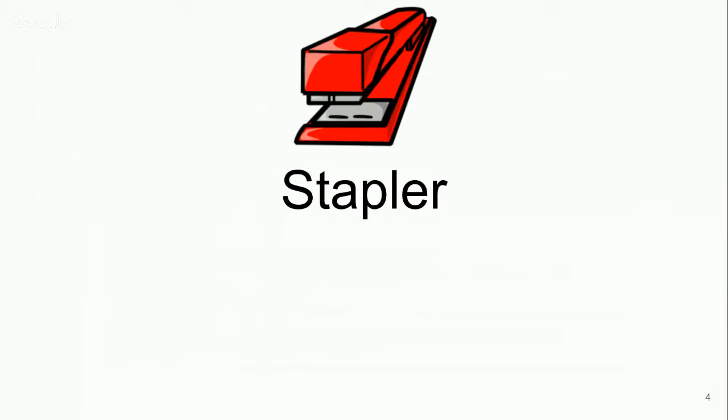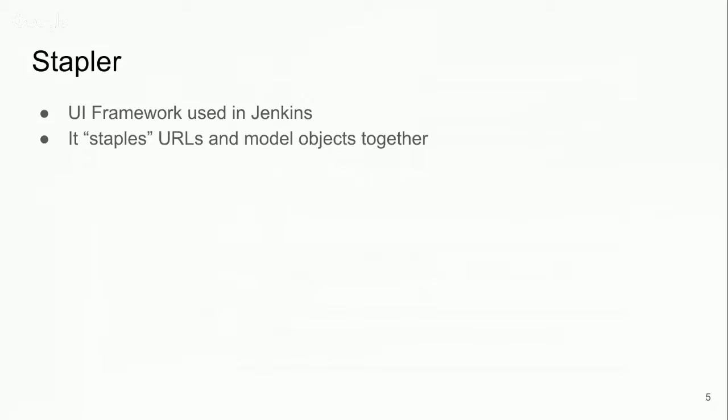Most of this talk is concerned with Stapler. Stapler is a UI framework used in Jenkins and really nowhere else. Initially created by Kosuke, same as Jenkins. It is the glue, or the staples, that keep everything together. And the name comes from the fact that URLs map basically directly to model objects.